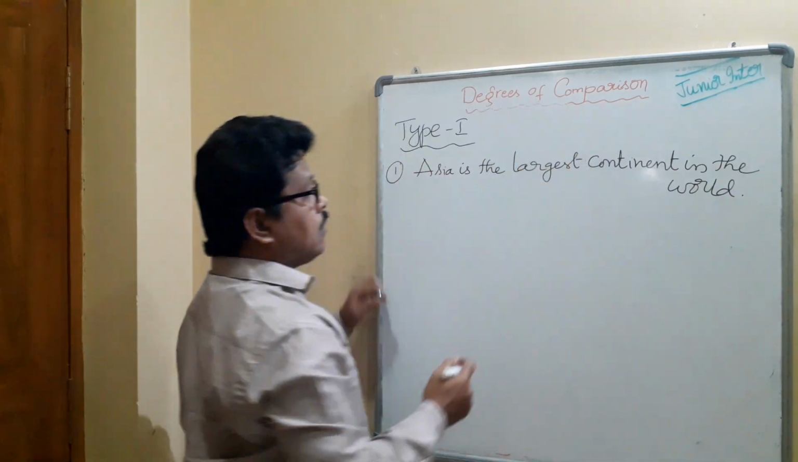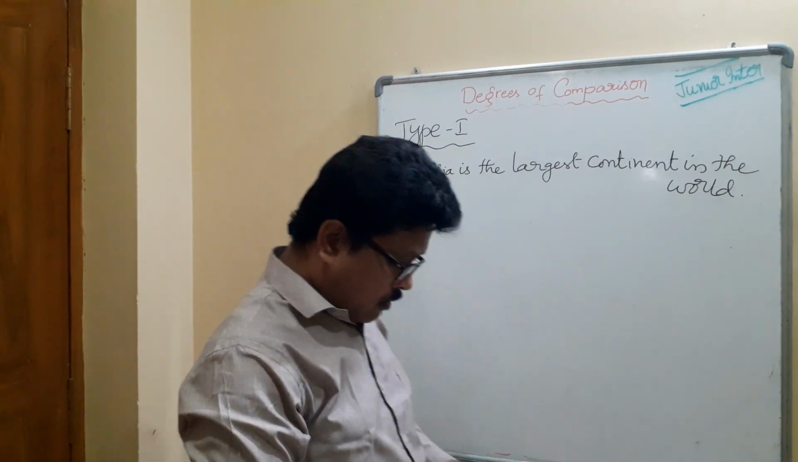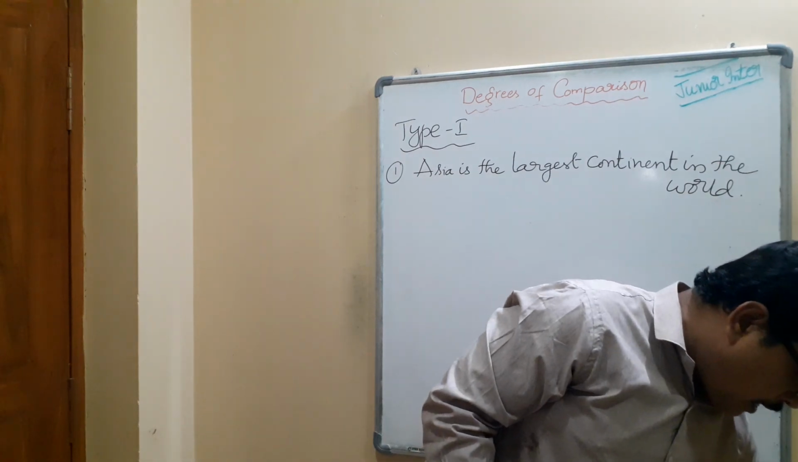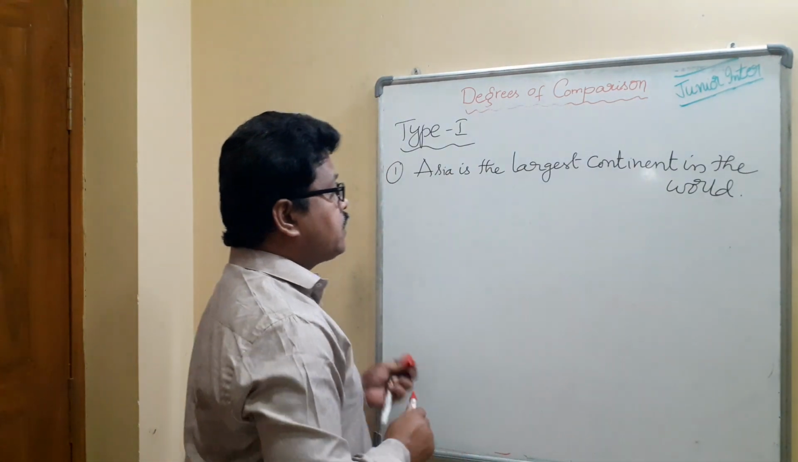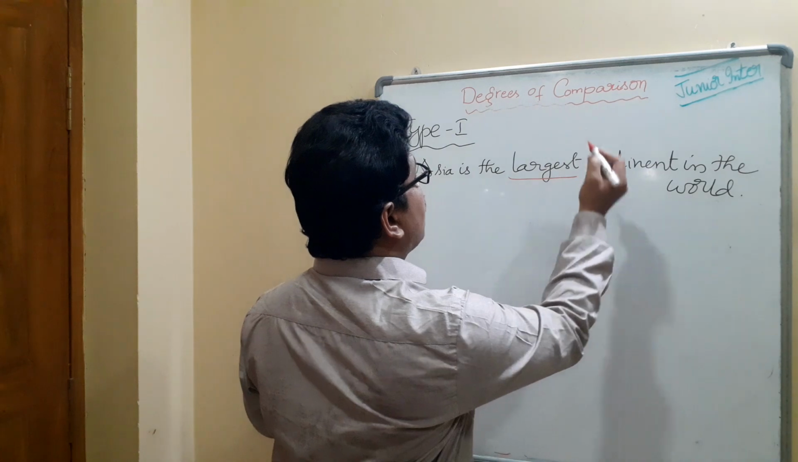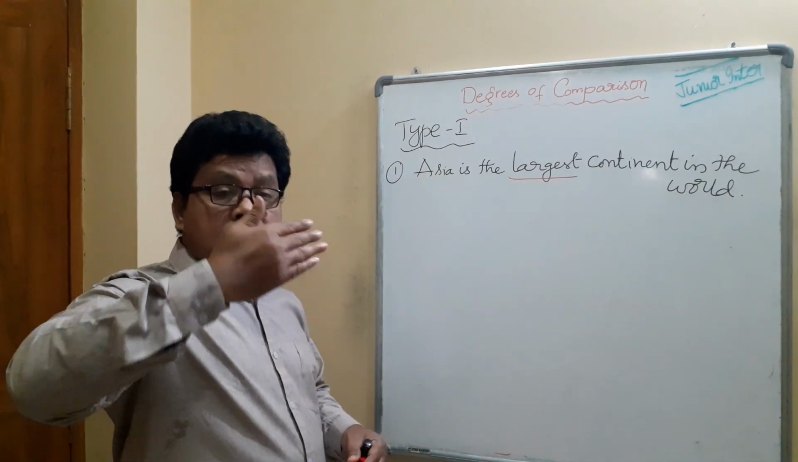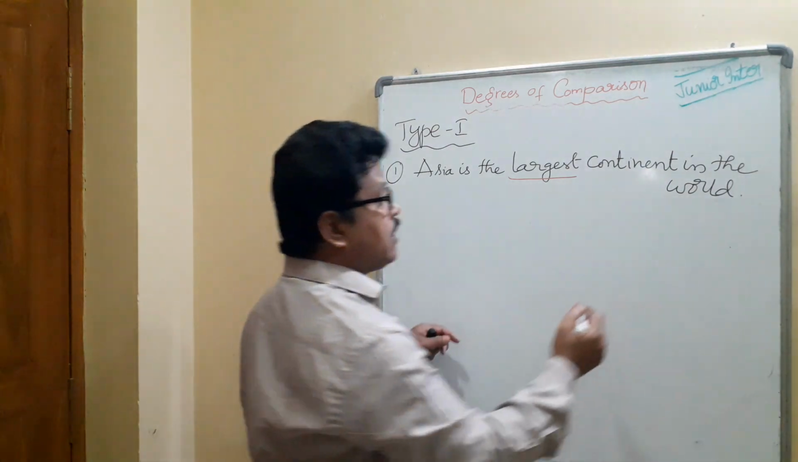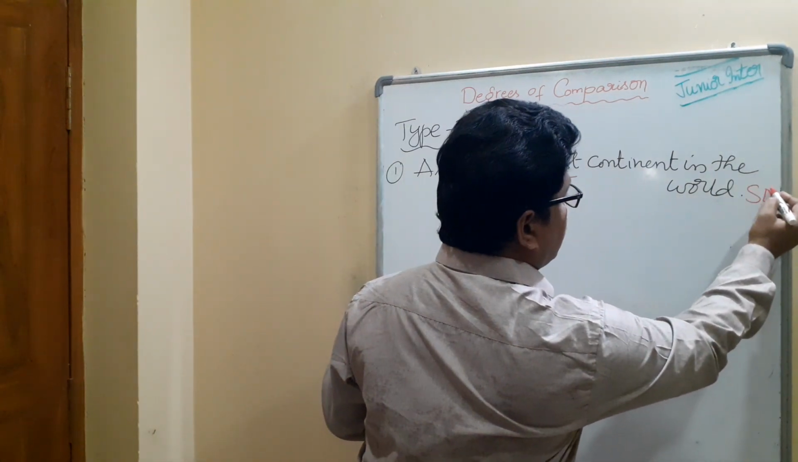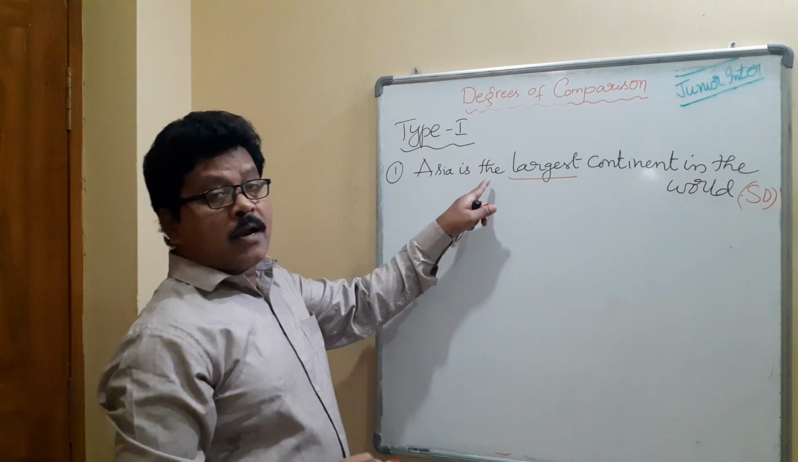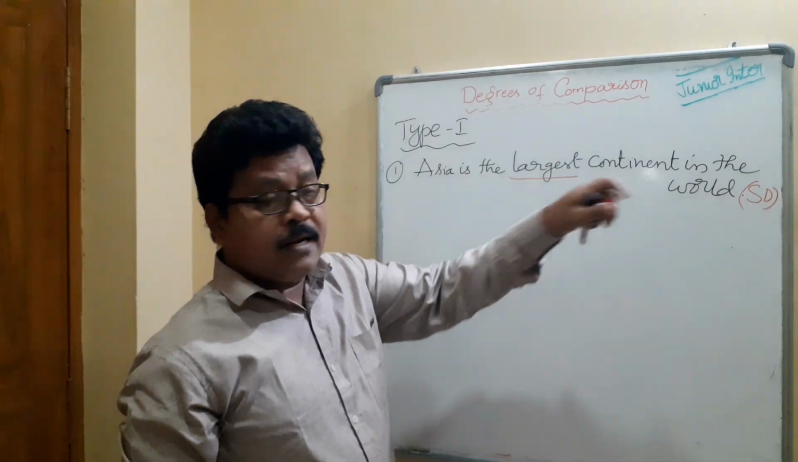Asia is the largest continent in the world. Tell me, where is the adjective? Largest is the adjective. Which form is given here? Largest. EST. EST means superlative degree. Superlative degree. The is also there. Article the is used only in SD.